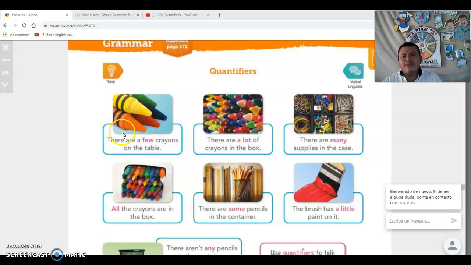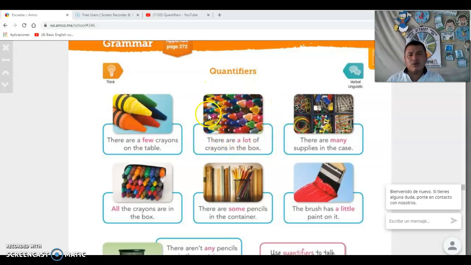Okay, guys, so quantifiers, we have more examples right here. What do you see? We see crayons right here, and here pencils, colors, and then we have 5. So we can use quantifiers. There are a few crayons. If we don't want to say how many there are, we can say there are a few crayons on the table.